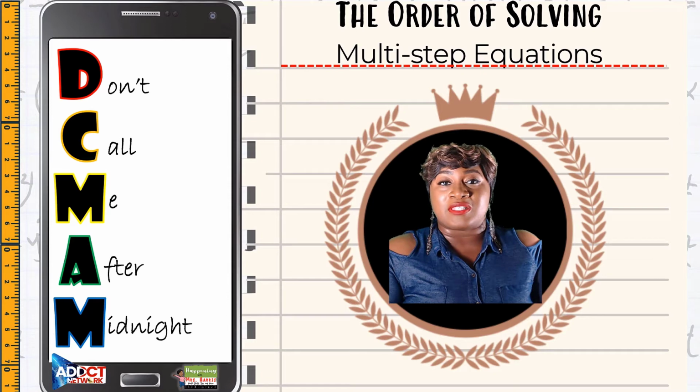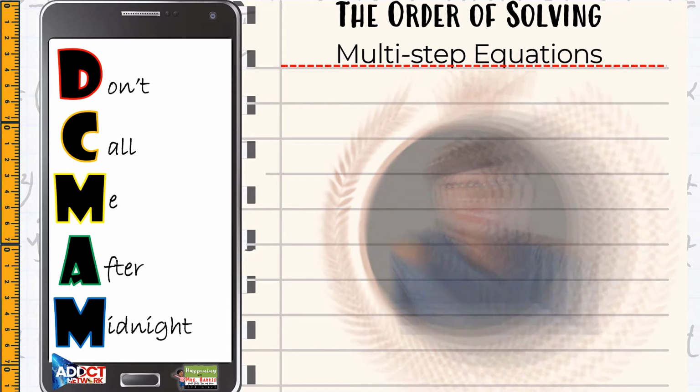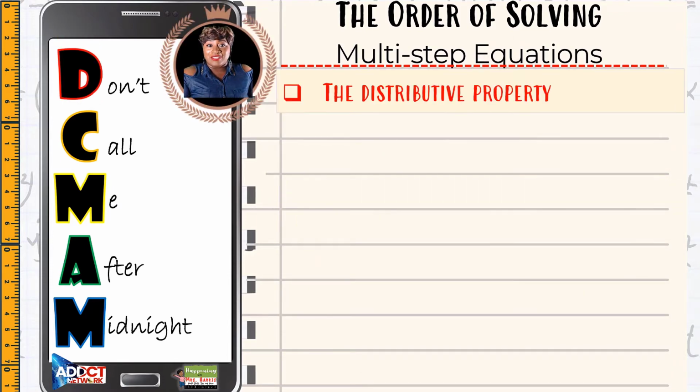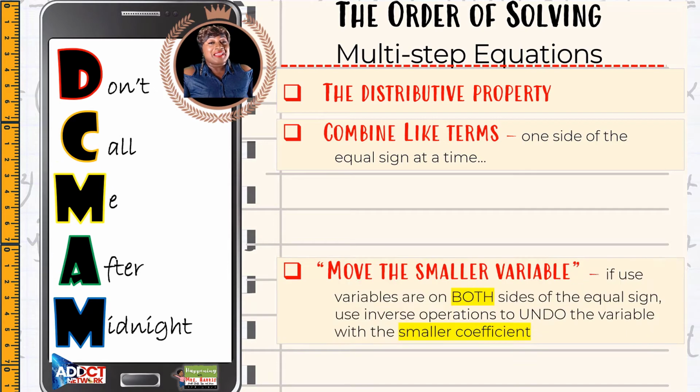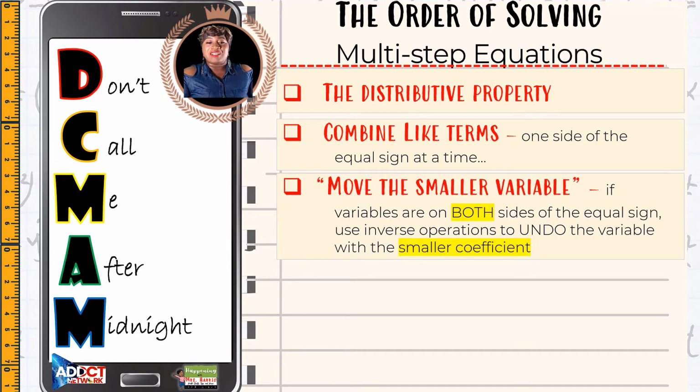This acronym represents all of the skills that will be used to solve multi-step equations. For example, D represents the distributive property. C represents combine like terms, one side of the equal sign at a time. M represents move the smaller variable. If variables are on both sides of the equal sign, we will use inverse operations to undo the variable with the smaller coefficient.